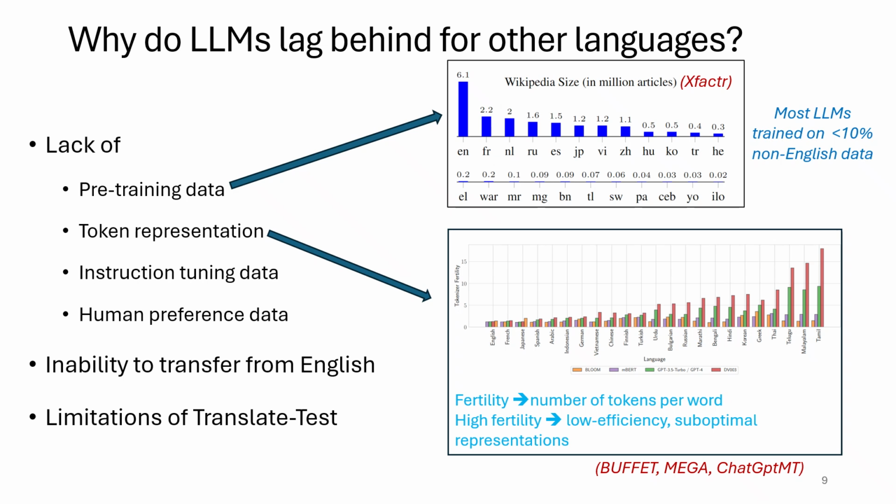So as I said, one strong baseline is translate-test. You can always translate your data into English, run it through an English LLM, get the output in English, and then translate back. The limitations, of course, are the quality of the translation models.